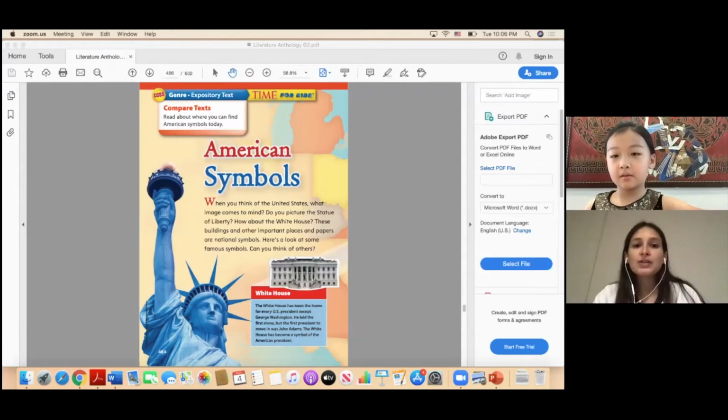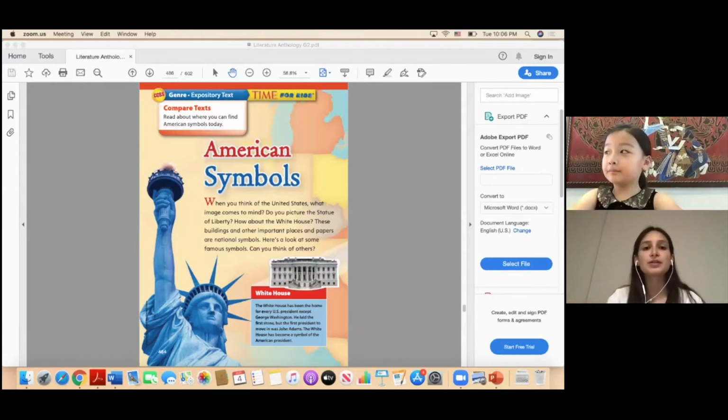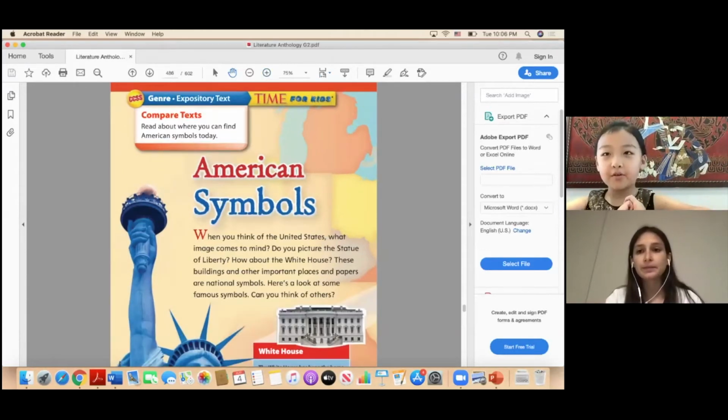Okay, so we're going to read a very small expository text just about American symbols, okay? And after this, we're going to read our story. I didn't have my book, so please.